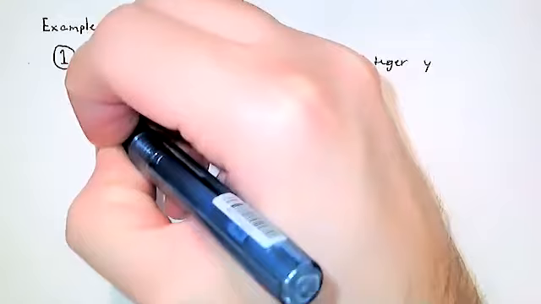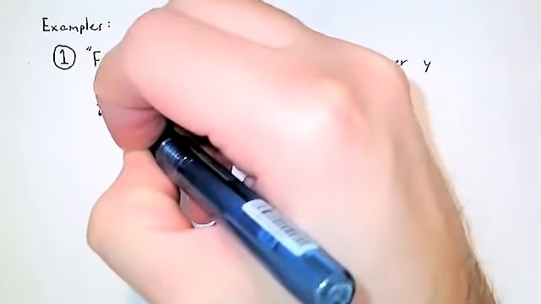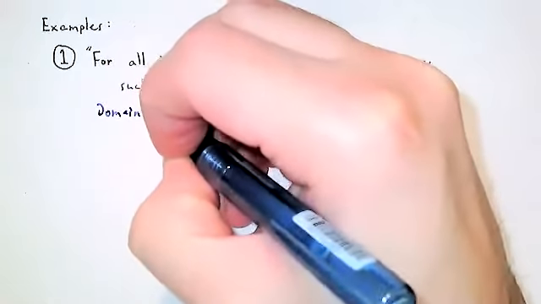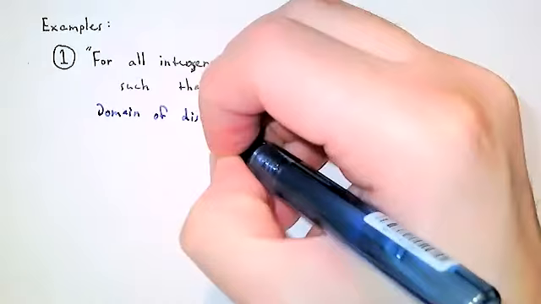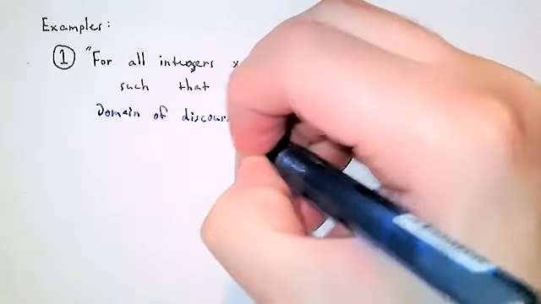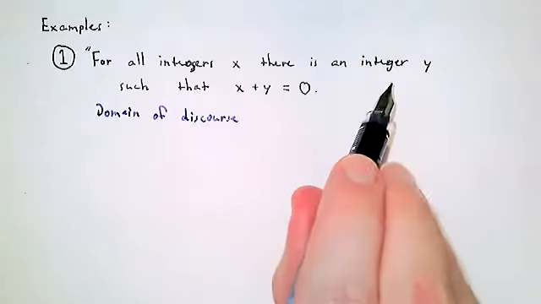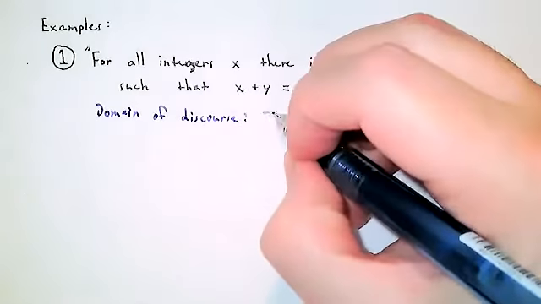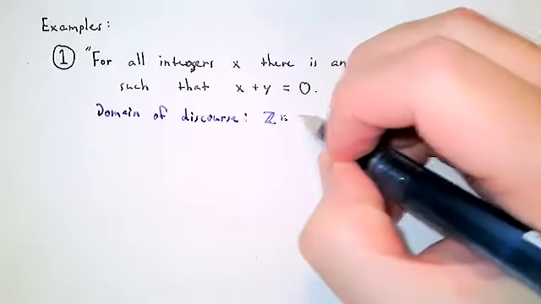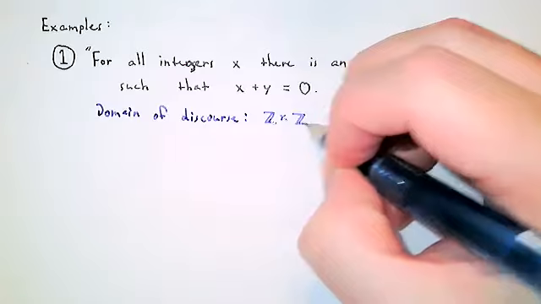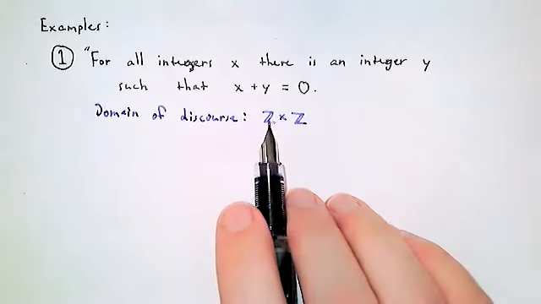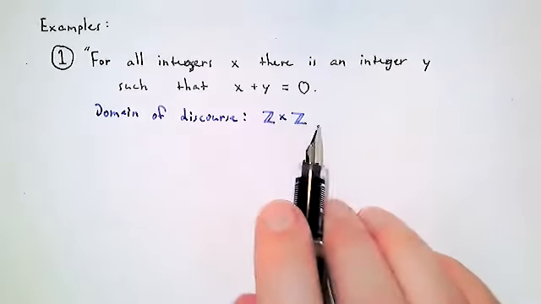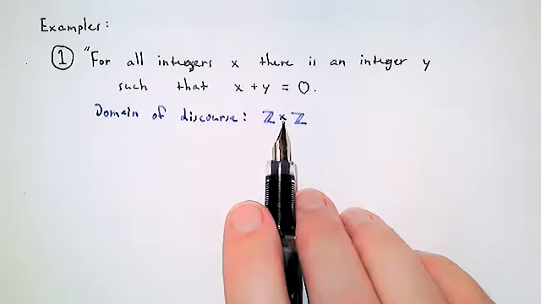First of all, what is our domain of discourse? What kinds of things are we talking about? Integers. Integers, good. So both x and y are going to be integers. We're talking about pairs of integers. That means our domain of discourse is going to be Z cross Z. This is the symbol for the set of integers, and this tells us that we're looking at ordered pairs of them.